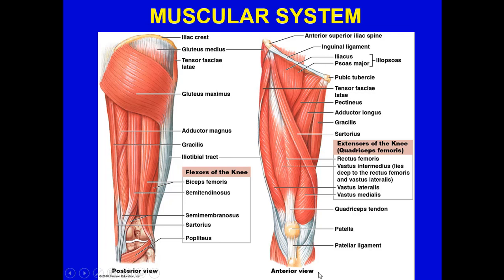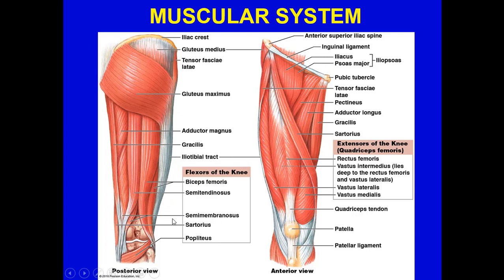So we're going to look at the posterior and then the anterior view of this thigh going into the knee area. We've seen the gluteus, the tensor fasciae latae. You can see where we have the iliotibial tract. You notice how it comes down here. But let's talk about some of these other muscles. The gracilis is here. The biceps femoris is right here.